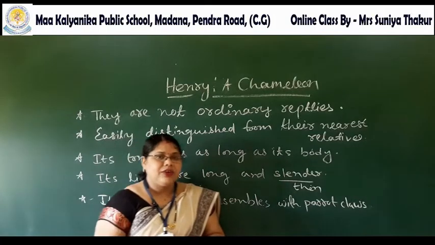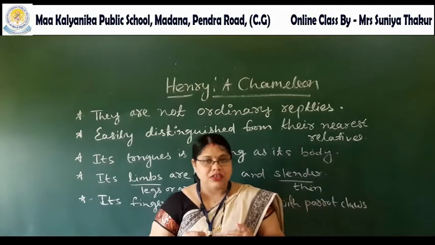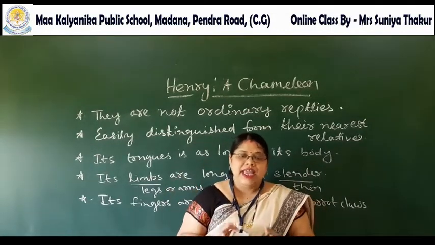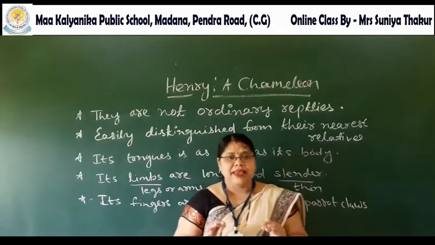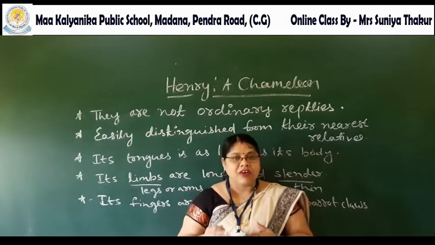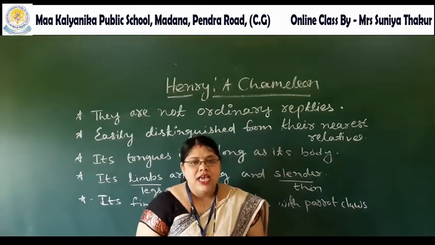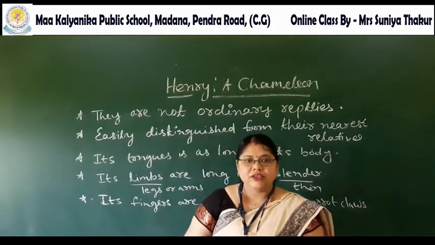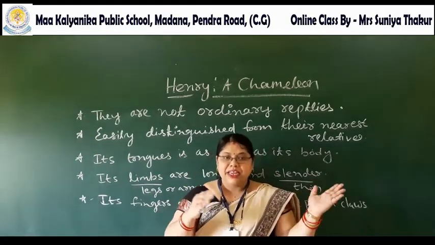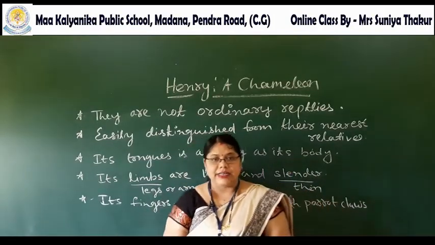Here in this story, the writer, Ruskin Bond, told about the features of the chameleon, and now he has mentioned the story of what happened with Henry, which we will discuss further. Each and every chameleon has these features. And you know that a chameleon can change its color according to the sunlight. It can make itself green, yellow, or red. It can change its color.